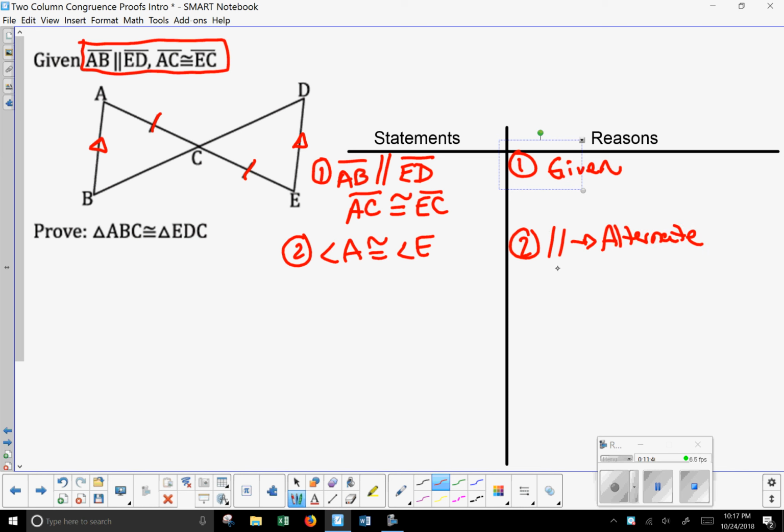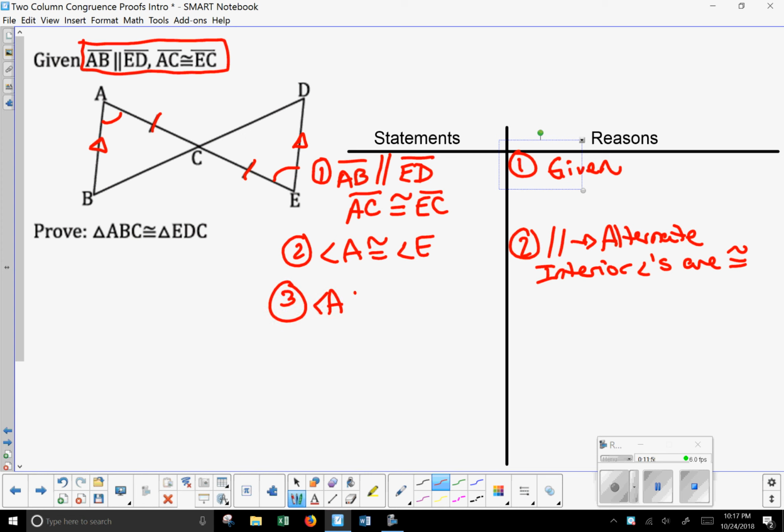alternate interior angles are congruent. Okay, so I wrote it. Now I can mark it. And what was the next thing that I said? Oh, yes, the vertical angles.